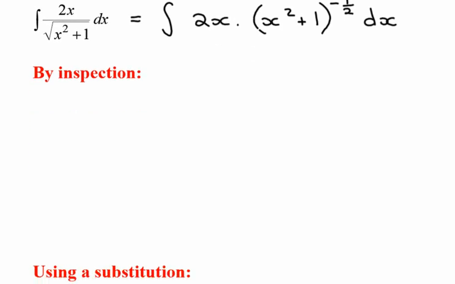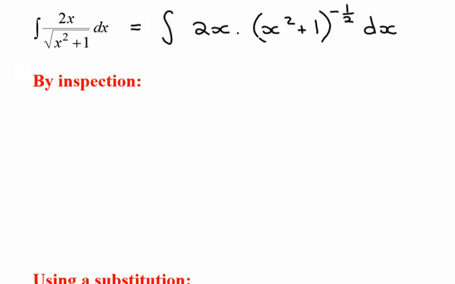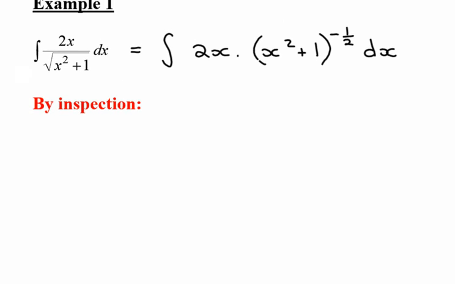So I can immediately see a composite function that is this one, and I can immediately see the derivative of the inner function. The reason why this is composite is it's something to the power of negative a half, that's the outer function, and the inner function is x squared plus 1. Now if I differentiate x squared plus 1, I get 2x. So that's the derivative of the inner function.